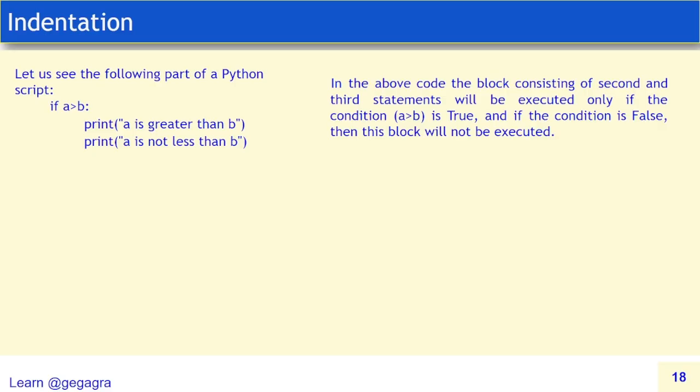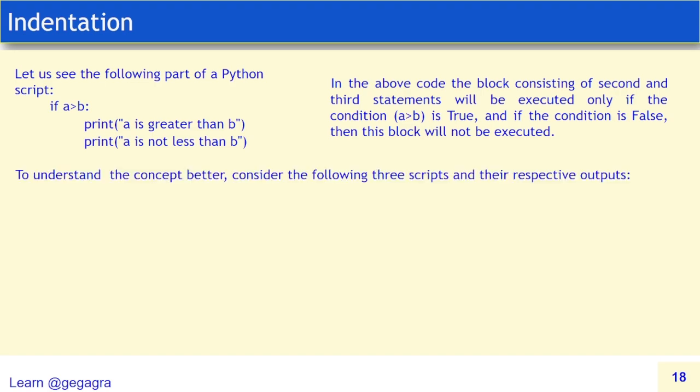So I wanted to say that these two statements, print A is greater than B and A is not less than B, are under the condition A greater than B, and these statements are indented. It shows this is the block which will be executed only when the condition is true.